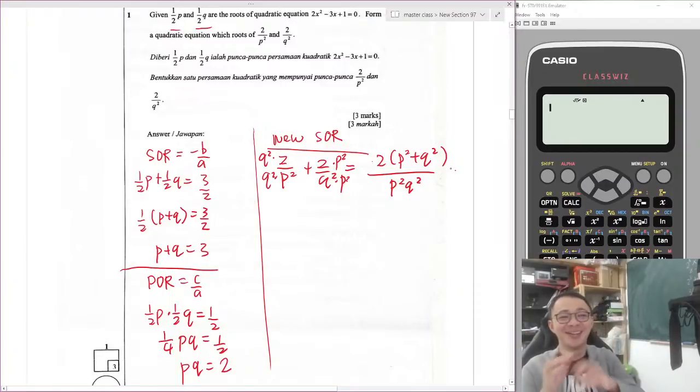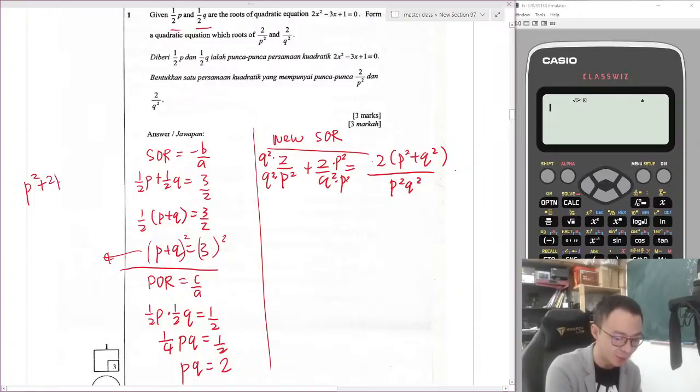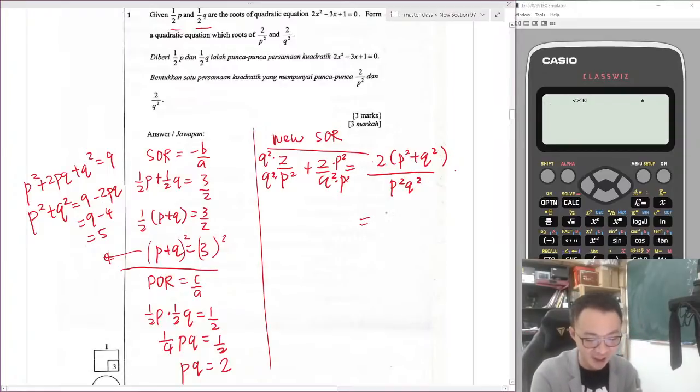But now I have a little bit of a problem here, which is I don't have P squared plus Q squared. So what I will do is I will choose from this one, P plus Q equals 3, and I square both sides. Do you see that? Then I have P squared plus 2PQ plus Q squared equals 9. Then P squared plus Q squared equals 9 minus 2PQ. I know my PQ equals 2, isn't it? So 9 minus 2 times 2, 4, equals 5. So this one is 2 times 5, which is 10. This P squared Q squared equals PQ squared, isn't it? Which is 2 squared, 4. So it will be 5 over 2.